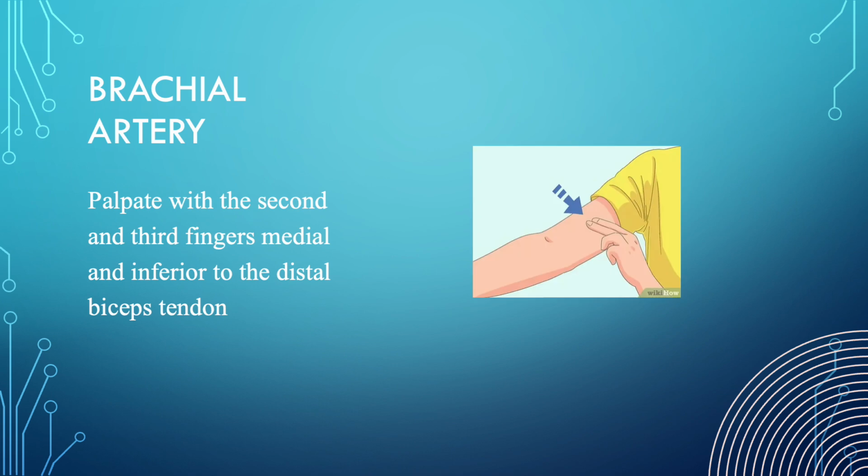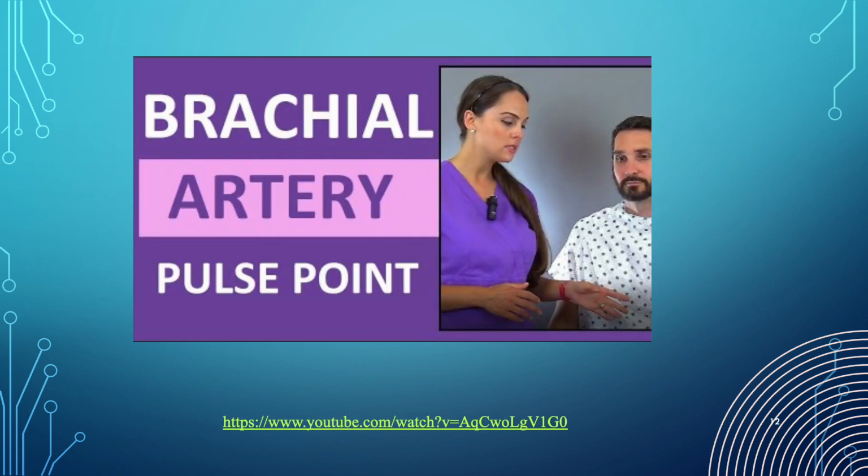Next, we're going to take the brachial artery. This can be found in the cubital fossa or the crease in your elbow, and it's going to be just below the distal or lower edge of the biceps tendon. The associated video with this gives some additional tips and tricks to find the artery. Please watch this associated video in the PowerPoint or use the hyperlink.